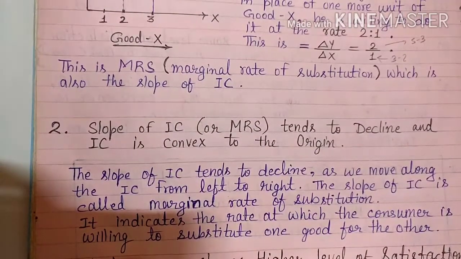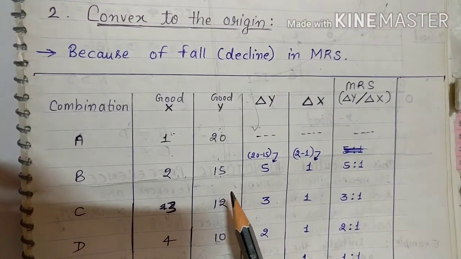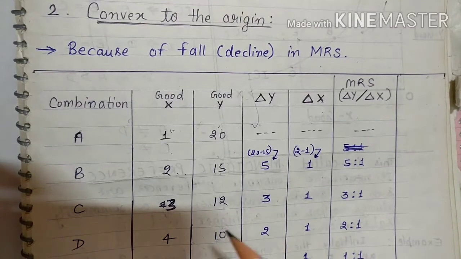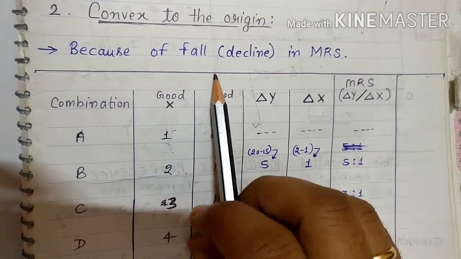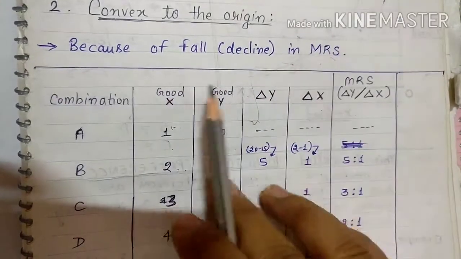So let us understand with the table. We are studying the second property, that the slope is declining, and it is convex. Why does this happen? Let us understand. It is because of the fall, the decline, in MRS. Let us understand this table.